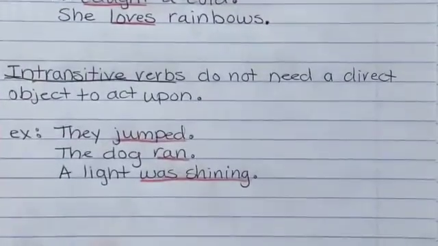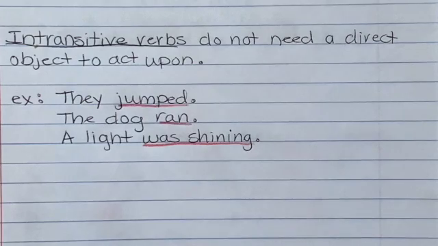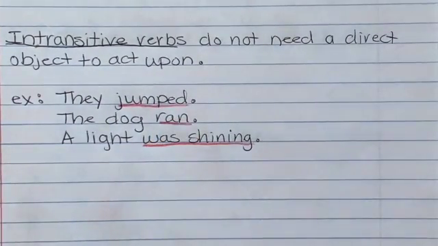On the flip side, we have intransitive verbs. These are verbs that don't need an object for the sentence to make sense. Like, they jumped. That makes sense. We don't need to add anything else. If we asked the question, they jumped what? Well, that doesn't make sense. We wouldn't ask that question here. Sometimes you might see something added on, like they jumped on the trampoline, but we don't need that on the trampoline for the sentence to make sense.